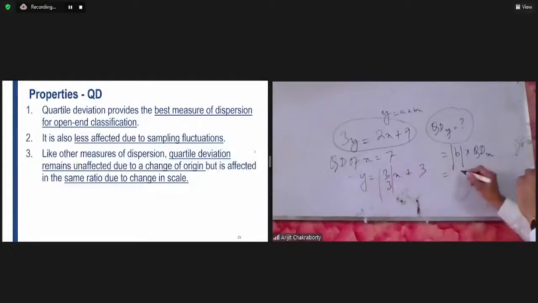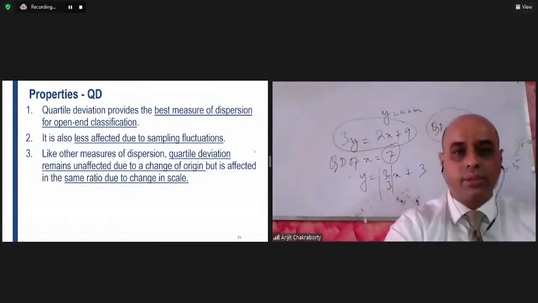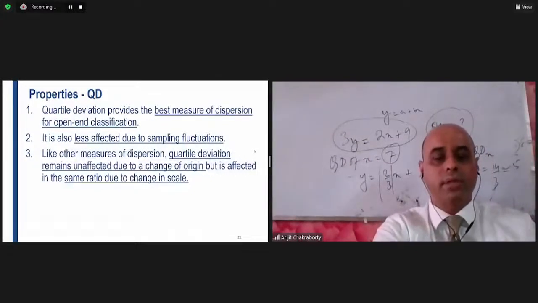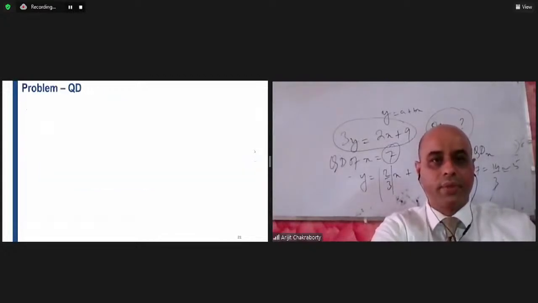B is 2 by 3, into I have taken QD of x is 7. So 2 by 3 into 7 is 14 by 3, which is almost equal to 5, say 4.99 approximately. So this is how we find out the quartile deviation. Very important question, and these types of questions are very relevant and possible to come in the exams.